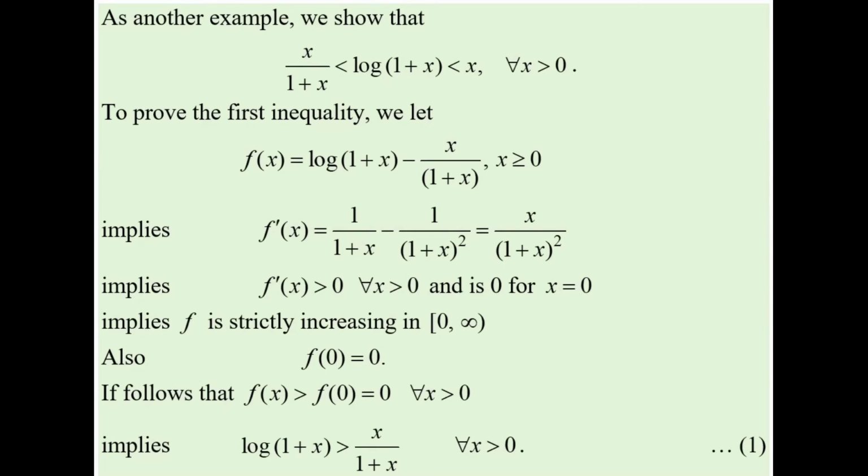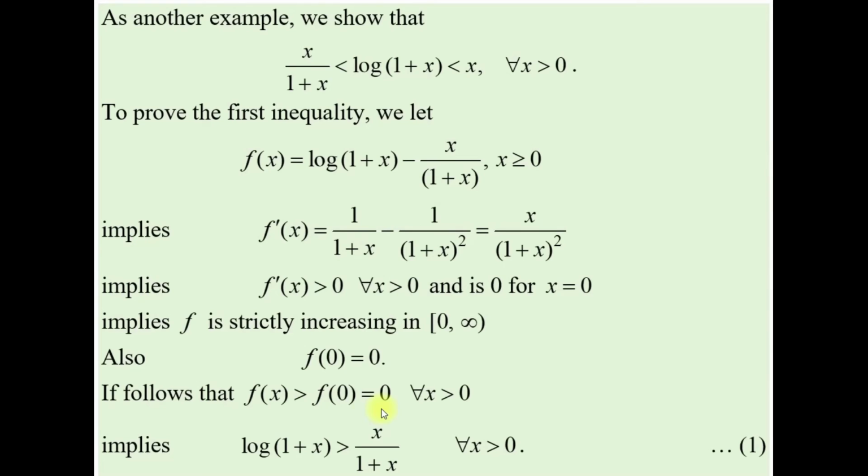Also, f of 0 is equal to log of 1 plus 0 minus 0, which is equal to log 1, which is equal to 0. Okay, so f of 0 is equal to 0, and we have f strictly increasing in the left closed interval 0 to infinity. So if we take a number x greater than 0, by the strictly increasing behavior, we have f of x strictly greater than f of 0. What is f of 0?